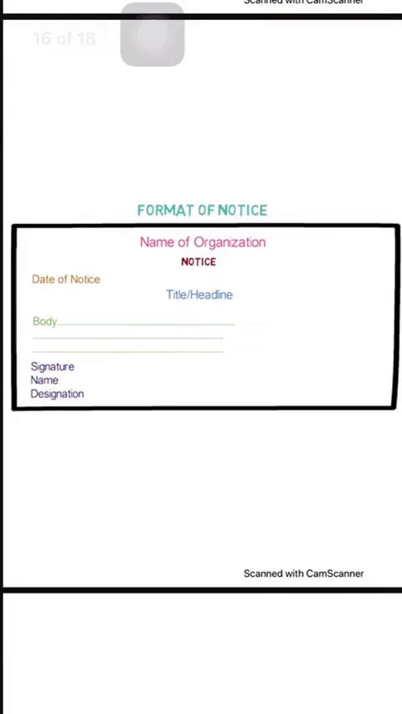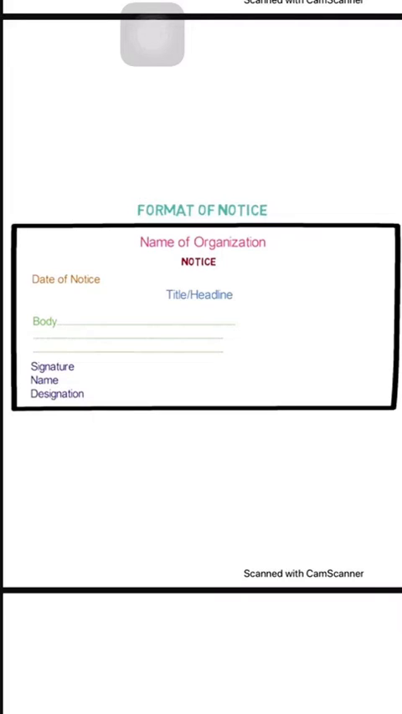Now here is the format. See, in the first line, first of all you have to draw a box. Then in the first line you have to write the name of the organization, and listen to me carefully: the name of the organization will be in bold letters, in capital letters. Every word will be in capital letters. Keep it in mind. Next is your notice. In the second line you have to write the word notice. That also will be in bold, capital letters.